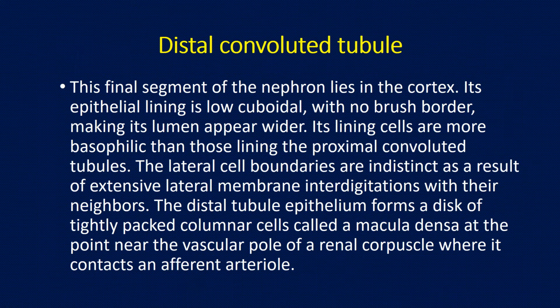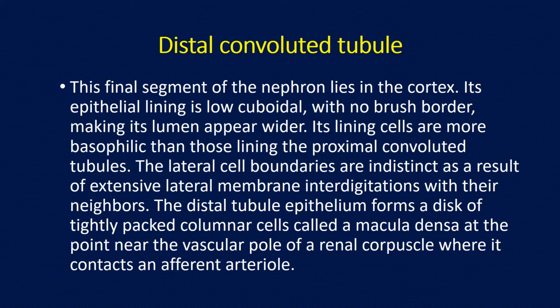Next part, distal convoluted tubule. This final segment of the nephron lies in the cortex, includes low cuboidal cells with no brush border, but in the basal part there is basal striation. In some nephrons, it's near 10%.